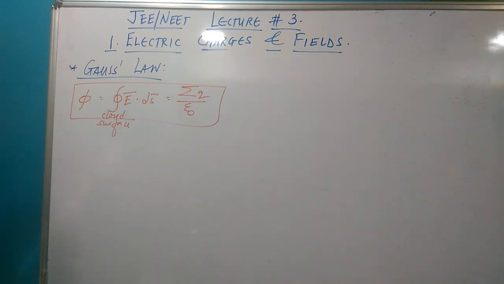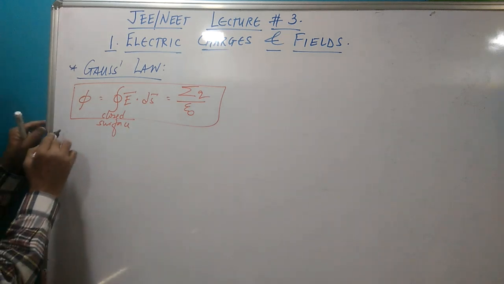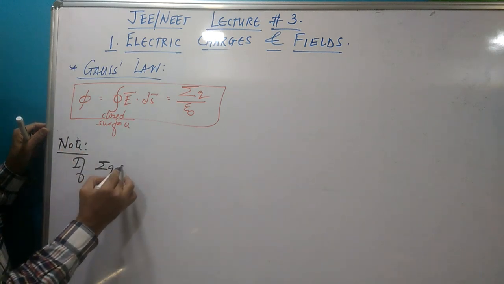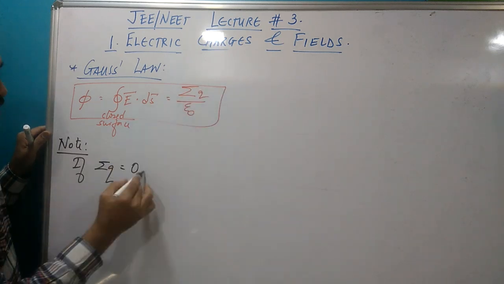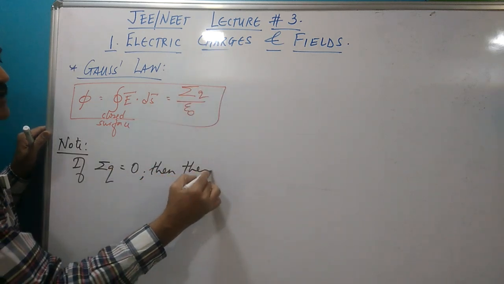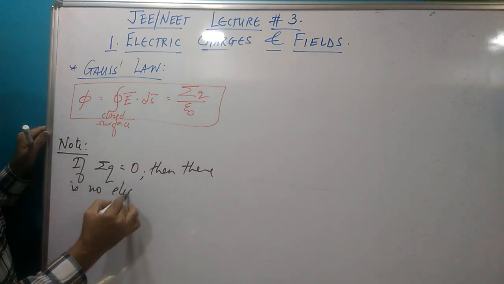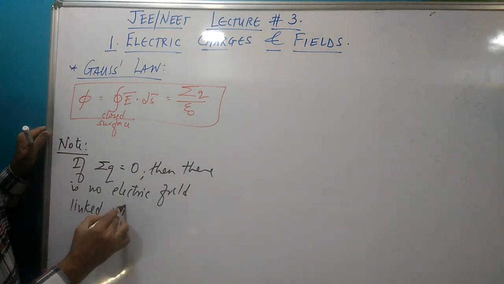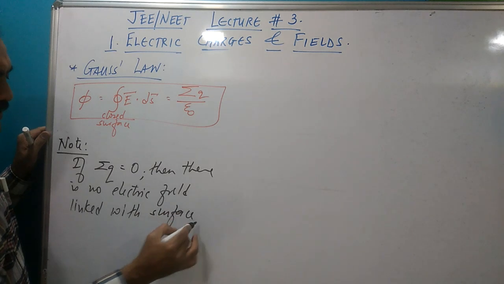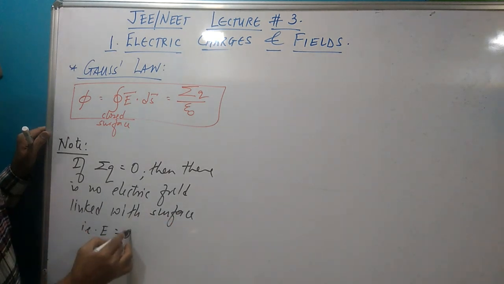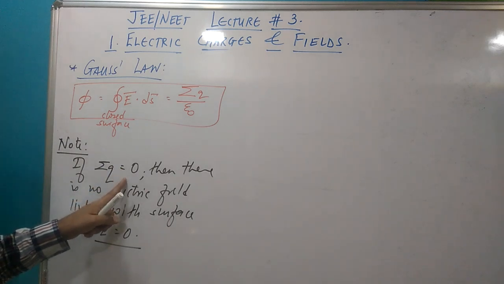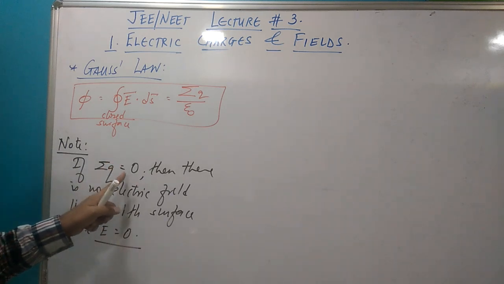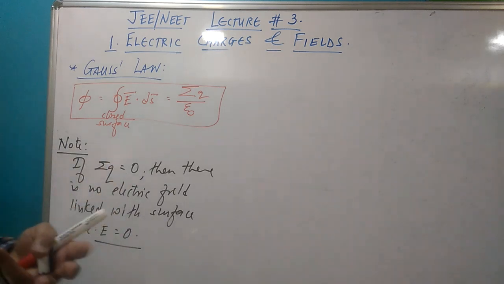And utilizing this idea, let me write it as a note: if sigma q is 0, then there is no electric field linked with the surface. That means the electric field is also 0. So if there is no charge in the closed surface, the electric field is also 0. Also remember, if there is no charge, it does not mean there is nothing inside the surface. There might be a dipole.